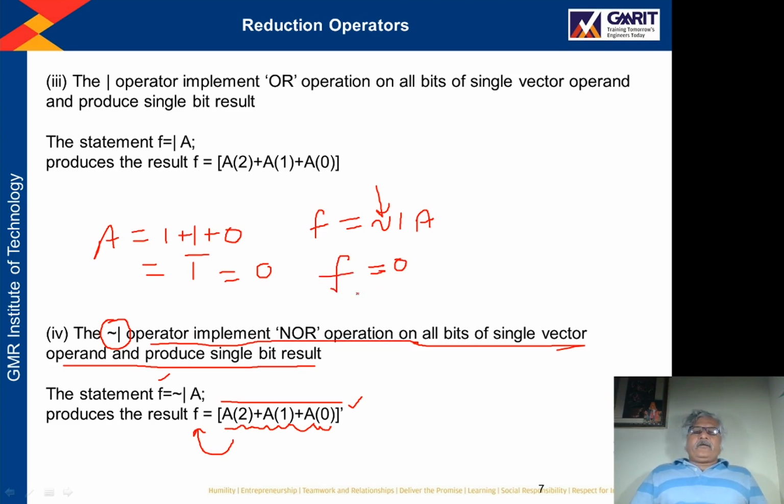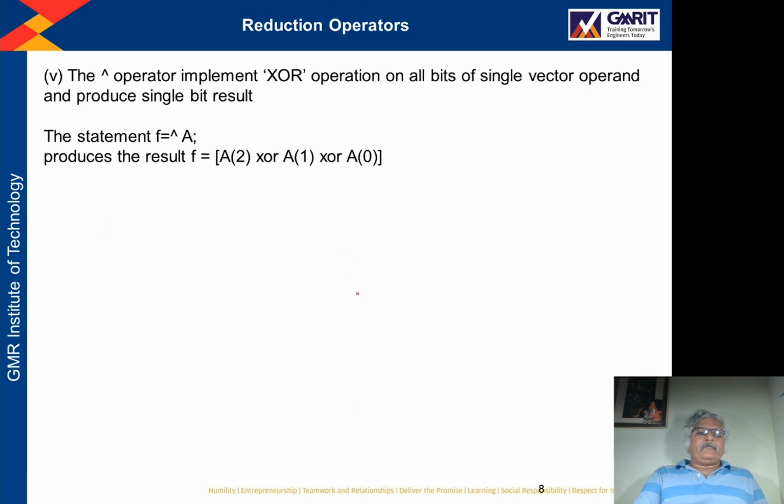So now this 0 is the result which will be assigned to F, right? So in reduction operator, we always get a scalar result, right? Whereas in case of logical operator, we can get a scalar result or we can get a vector result depending upon the operand.